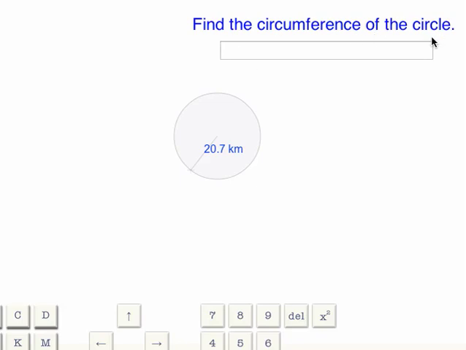Find the circumference of the circle. The circumference of the circle, that's the perimeter of the circle. Okay? And do you remember that tape thing we were looking at?